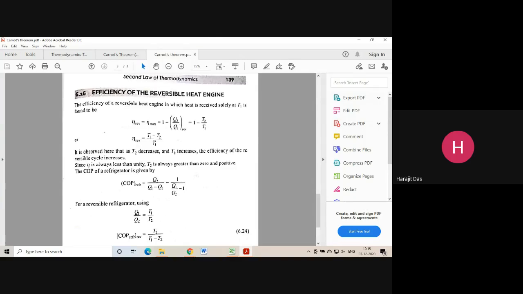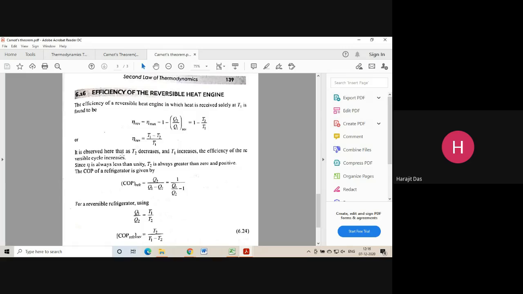So here you can see for a reversible heat engine, the efficiency is given by eta maximum, because reversible heat engines have the maximum efficiency. So eta maximum or eta reversible, the same thing, equals 1 minus Q2 upon Q1. So here it is said as reversible. And from the absolute thermodynamic scale, we can write for a reversible engine Q2 by Q1 equals T2 by T1. If you convert this formula, you will get this type of formula. So this is also the same representation of the reversible heat engine efficiency, or maximum efficiency of a reversible engine.